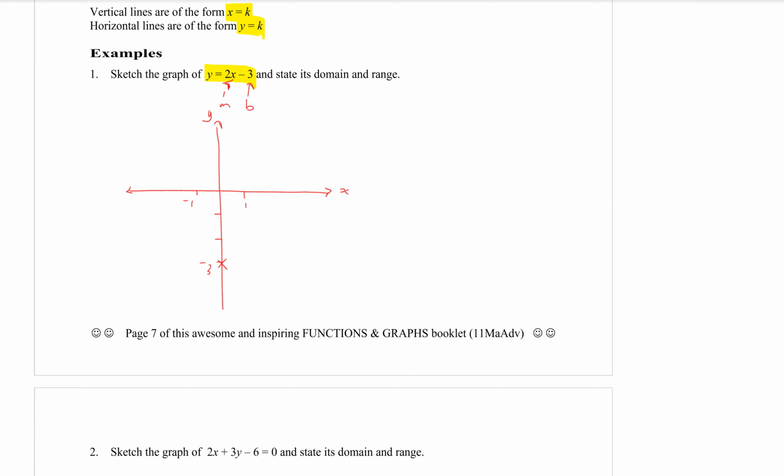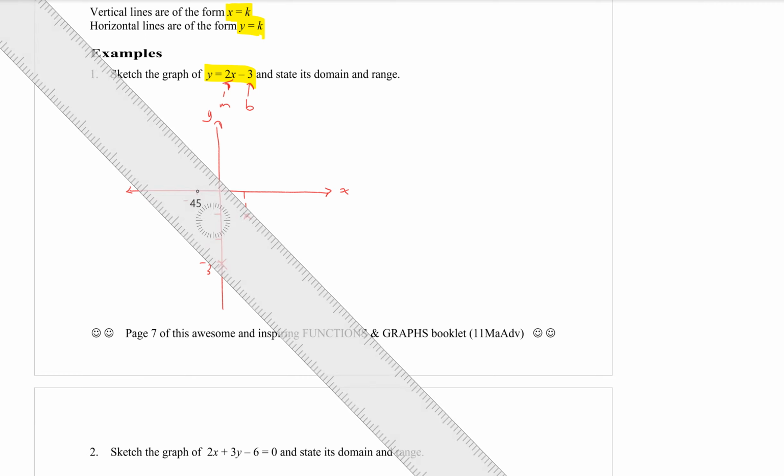Just trying to rub out my arrow there. Can you see that? 2 over 1. So I rise 2 and I run 1. It's positive, so you run to the positive side. So from the minus 3, that's your starting point. Go up 2 and across 1 to the positive side, and there is your second cross.